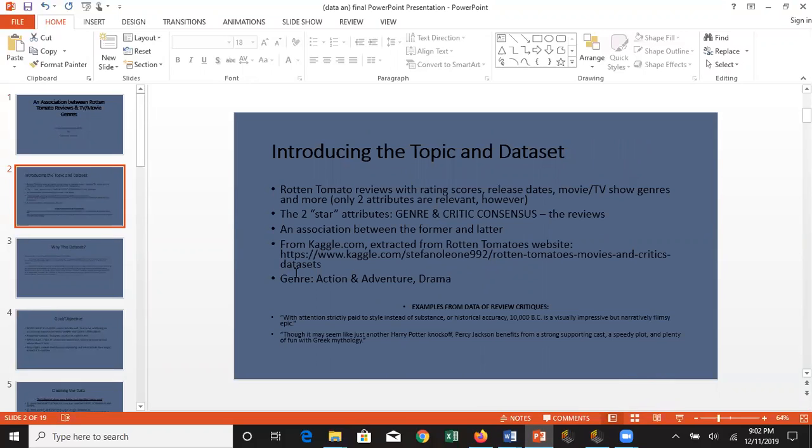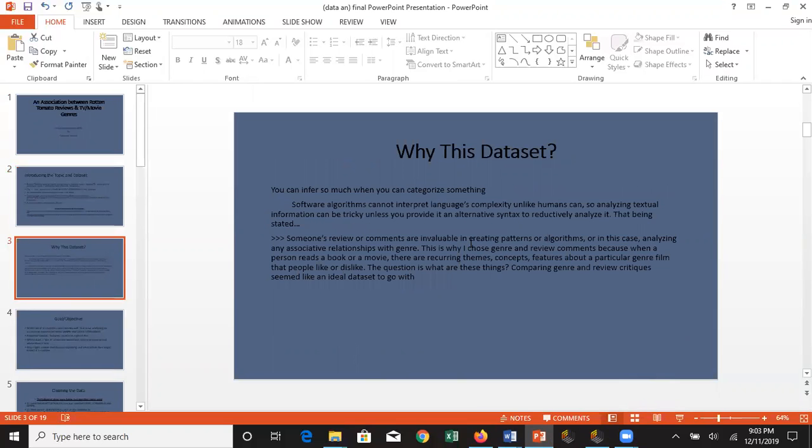The topic is associations, and I performed an association between Rotten Tomatoes reviews and TV genres. Specifically, I chose the genre action adventure drama, and I got the data set from Kaggle, which extracted it from Rotten Tomatoes.